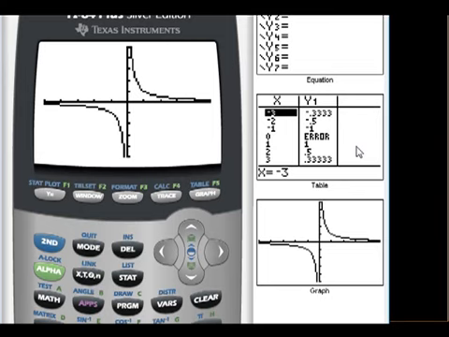Now there's a couple interesting things. First of all, at 0 we have an error. That means that this line never touches the y-axis. And it also turns out that this graph never touches the x-axis. So there is not an x or y intercept.